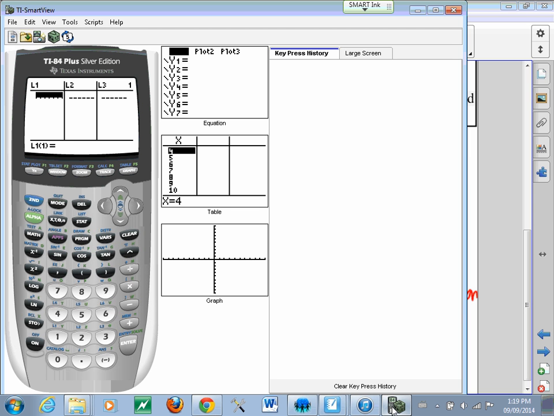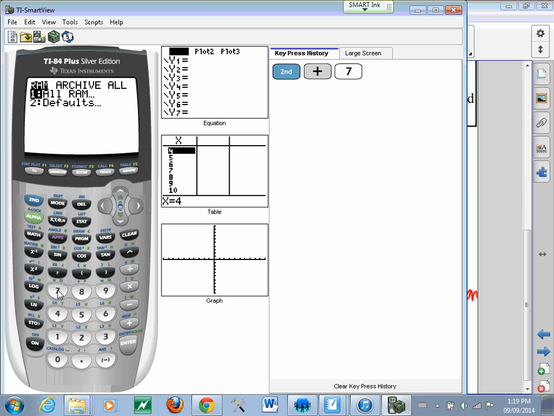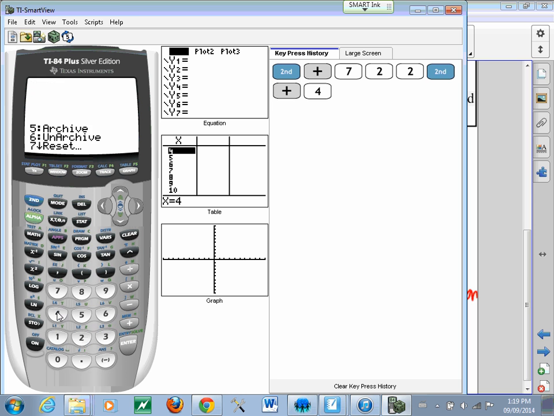So first thing it says to make a scatter plot, but what you want to do is reset your calculator. So let's just do those buttons quickly. I'm going to go second function plus sign 7 2 2, and that's going to say default set. That's going to reset all my programs. Then I'm going to clear my list. So second function plus sign 4 enter. It says clear list are done.